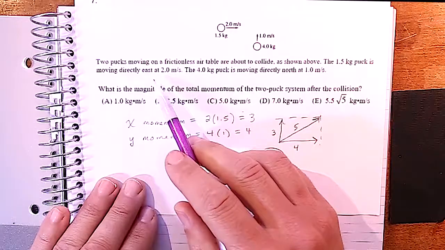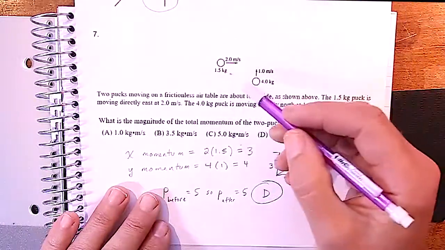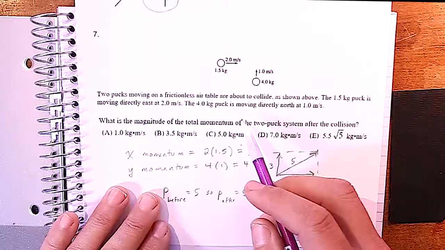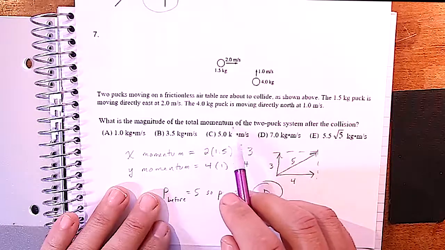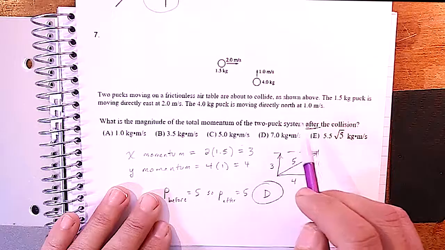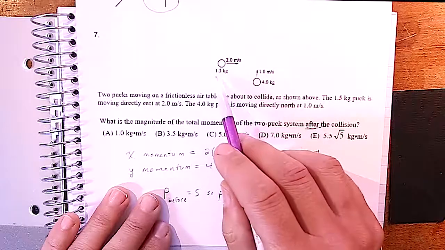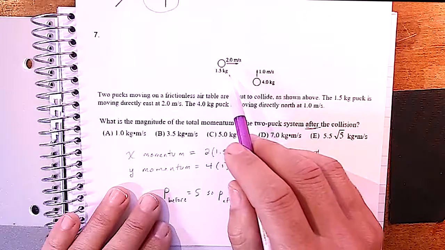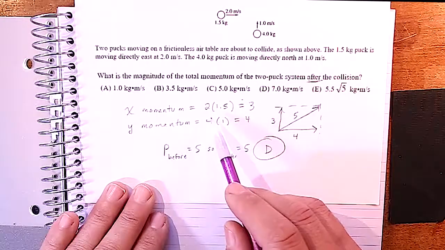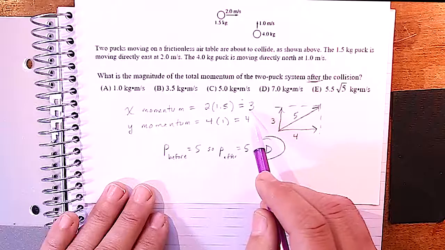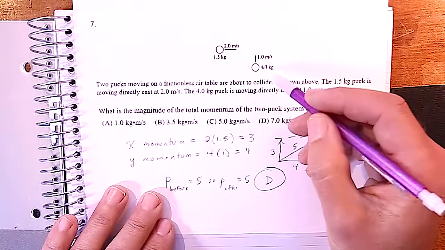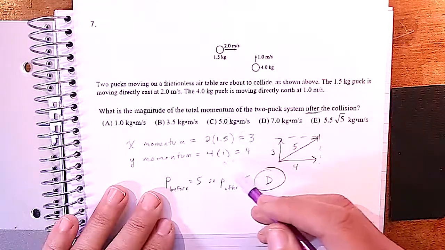In this one, we have two pucks that are traveling along in an x direction and a y direction, and they're going to collide. What they ask us is, what's the total momentum of the two-puck system after the collision? Well, if they're asking for it after the collision, it has to be equal to the momentum before the collision. So what's the momentum before the collision? We have to break it up into x and y. Our x momentum is just going to be the first block, which is 2 times 1.5, which is 3. Our y momentum is going to be the momentum of the second, which is only in the y direction, so that's just 4 times 1.